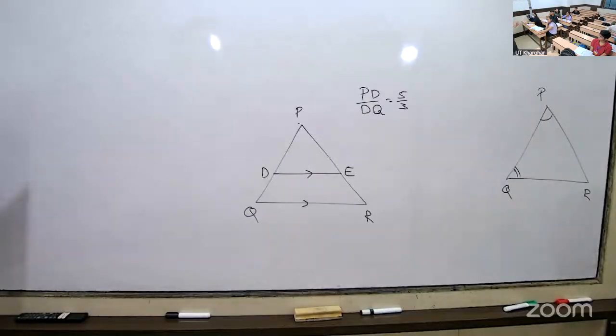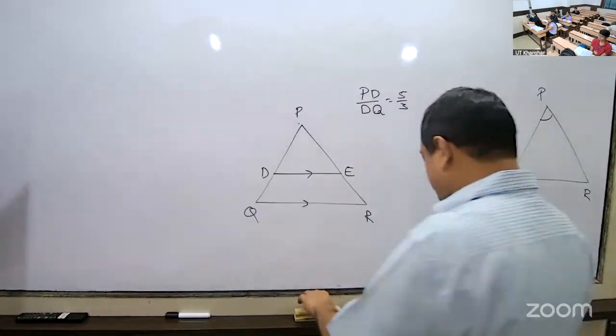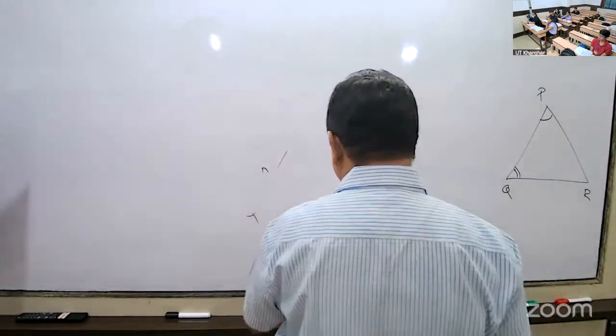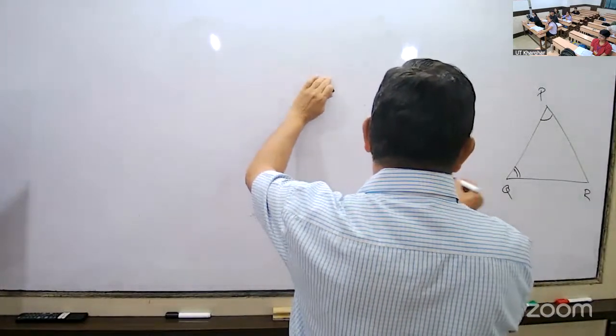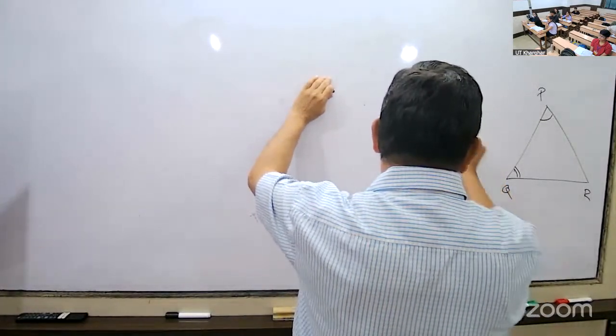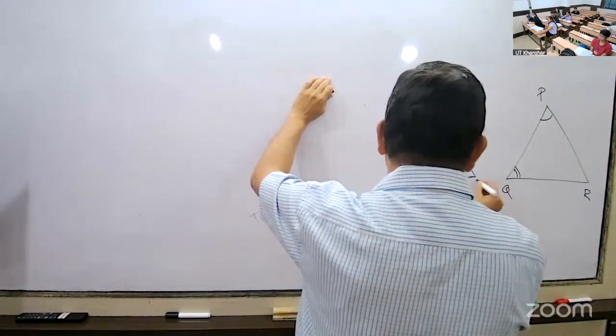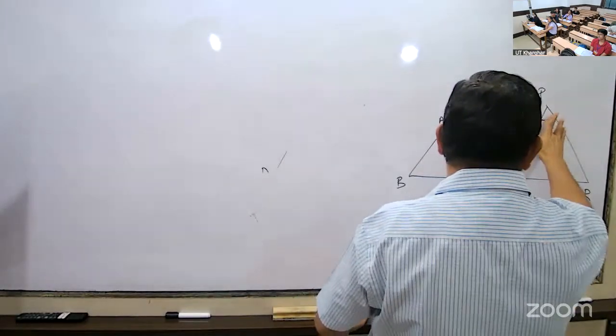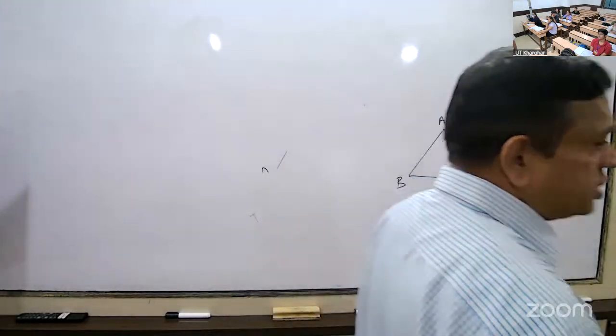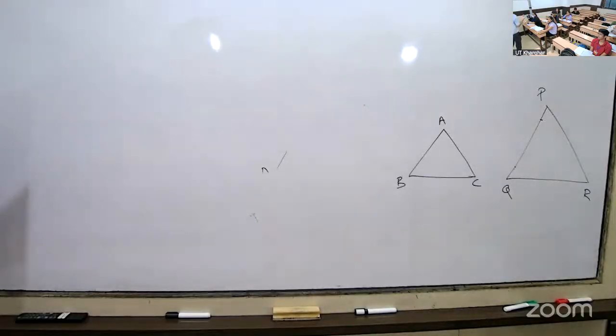So we discussed which similarity? AA similarity. Now what is SSS similarity? Corresponding sides are in the same ratio, or corresponding sides are proportional. When the corresponding sides are proportional, these two triangles are similar. So to apply SSS similarity, what should be given?